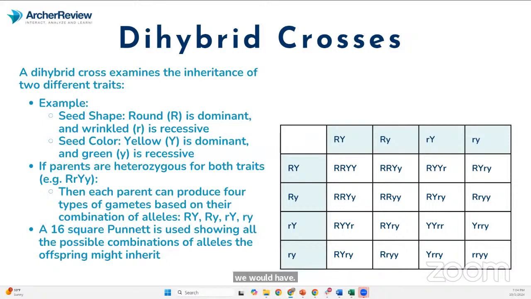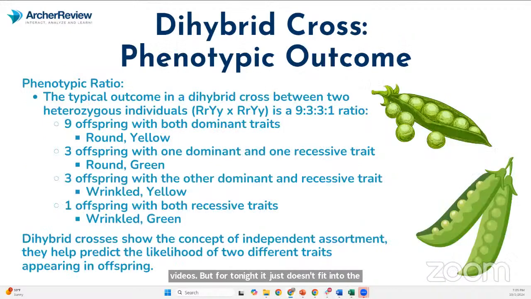And so if you want to know this further, this is something that you would see. I have a 6-step method to do this in the on-demand videos, but for tonight, it just doesn't fit into the window. But I can give you some guidance. And the guidance here with a dihybrid cross is if you have two parents that are heterozygous for both traits.